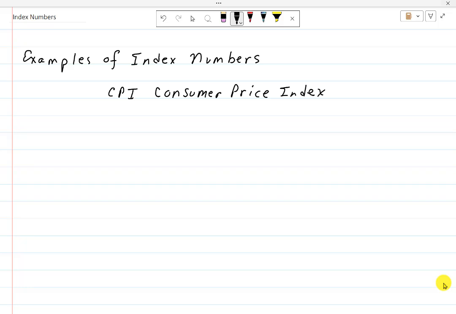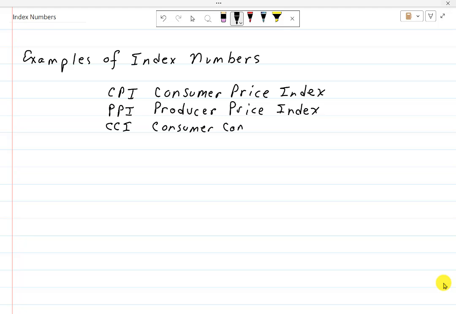There's the PPI. That's the Producer Price Index. There's the CCI, Consumer Confidence Index.